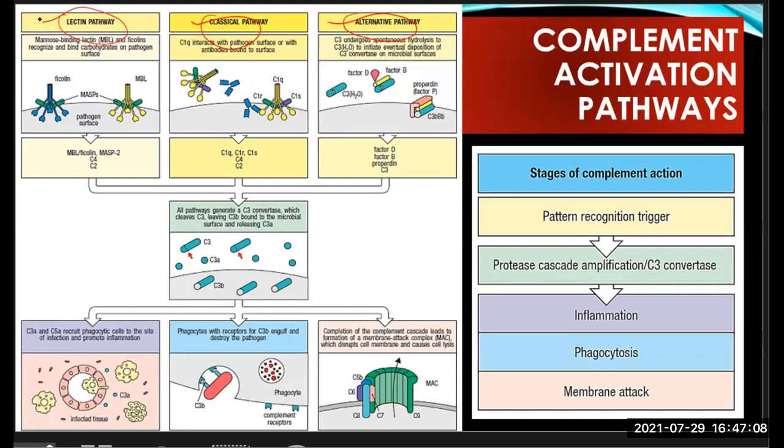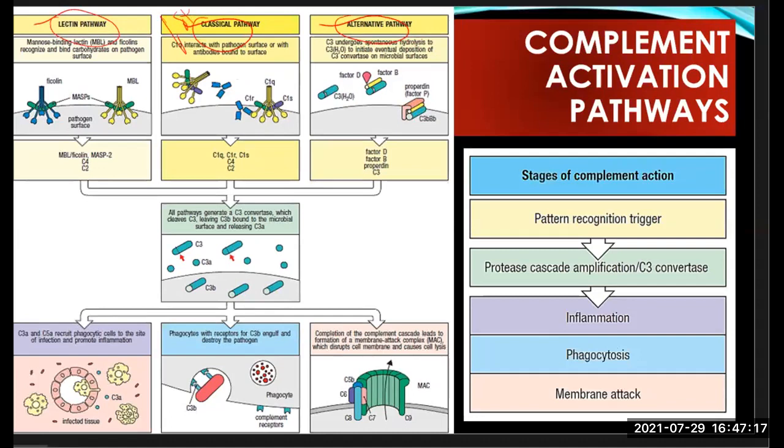The first activation pathway to be discovered was now termed the classical pathway. It is initiated by antibodies bound to the surface of the target. Although an efficient means of activation, it requires an adaptive immune response. That is, the host must have previously encountered the target microorganisms in order for an antibody response to be generated.